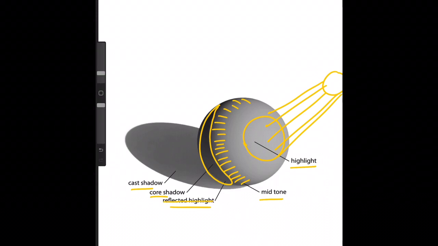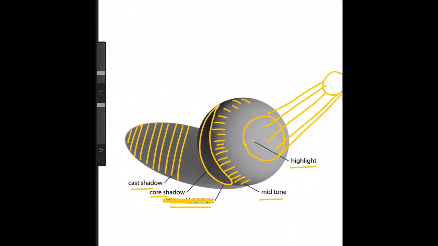Never mind the reflected highlight. We will not discuss about it because it's a bit complicated. This is called the core shadow, which is the darkest part in the object. And this is called the cast shadow, the shadow that follows an object.